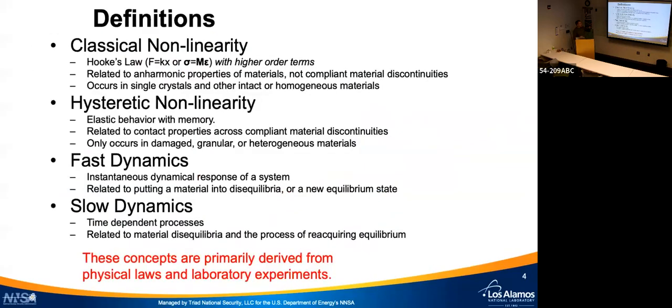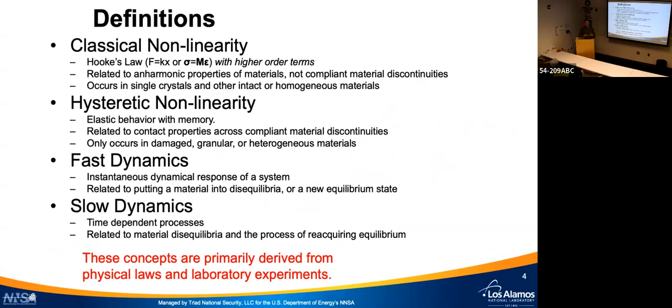So I'm going to go over some definitions first. We have classical nonlinearity. That's essentially Hooke's law with higher order terms. F equals kx, or sigma is the modulus in terms of a tensor, looks like that. That's related to the anharmonic properties of materials, not compliant internal discontinuities. That occurs in single crystals and other intact or homogeneous materials.